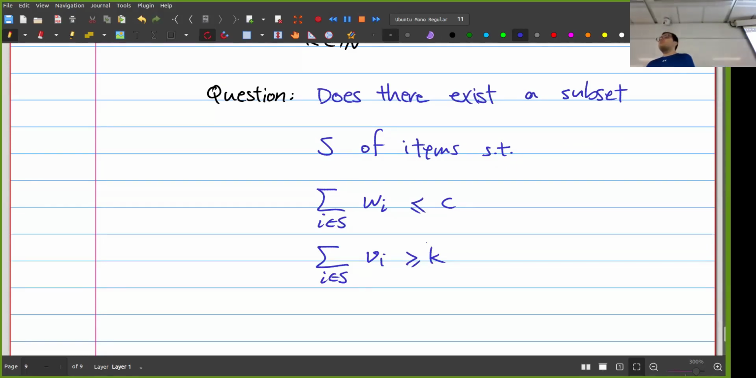You can also do equality. You can just ask, is there a subset such that the sum of values is exactly equal to K? This doesn't change the problem much because you can ask for K and K minus 1, right? Okay. So do we have this? Actually, let me go with the equality.